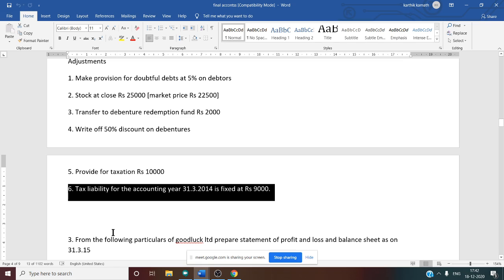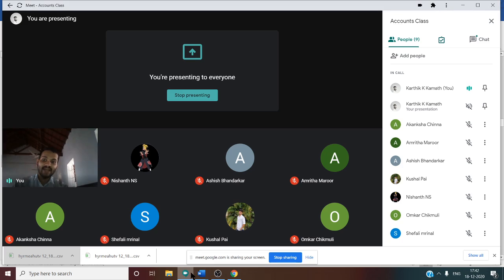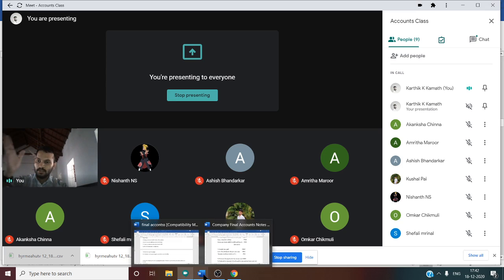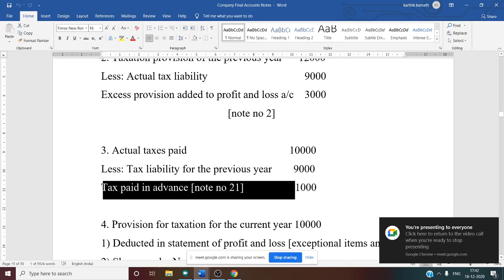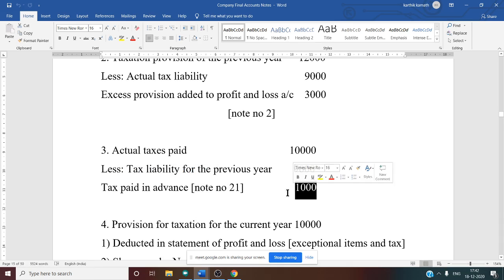You are paying the tax 10,000. That means you are paying the excess tax. You are paying the excess tax, and that excess tax is known as advance tax. Advance tax paid by the company for the next financial year in the present year. That is why that 1,000 we have to show under working note number 21. That is other current asset. So now you see other current asset note number 21, tax paid in advance 10,000 minus 9,000. Final answer that is 1,000.